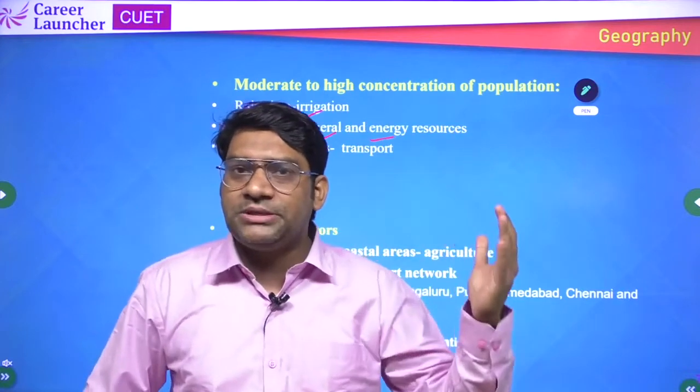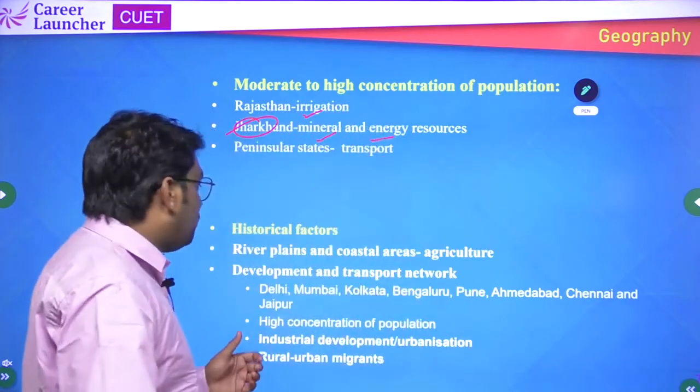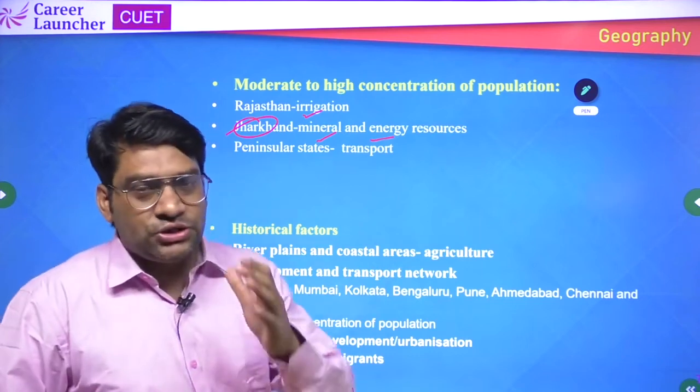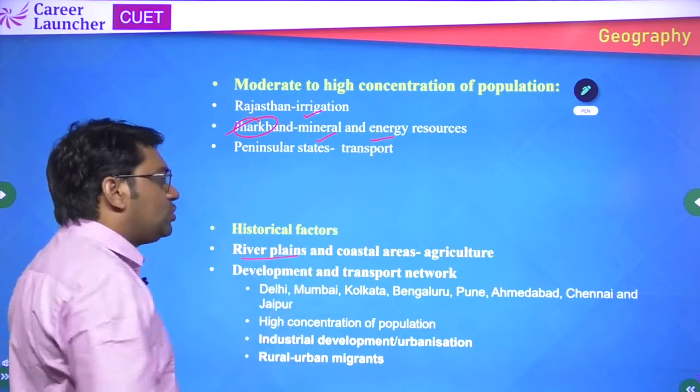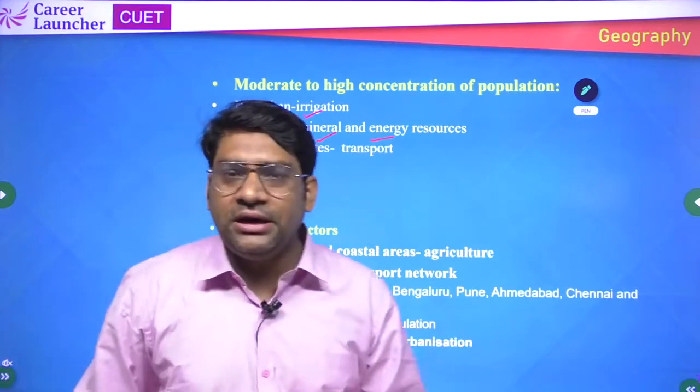Since the Chola Empire, we know how the Chola Empire was engaged with Malaysia and Indonesia. They had a navy facility. So from ancient time to today, transport facility has improved a lot there. Okay. Now historical factors. Some of the states where the historical reason is river plains and coastal areas. Okay, river plain like the Ganga plain.